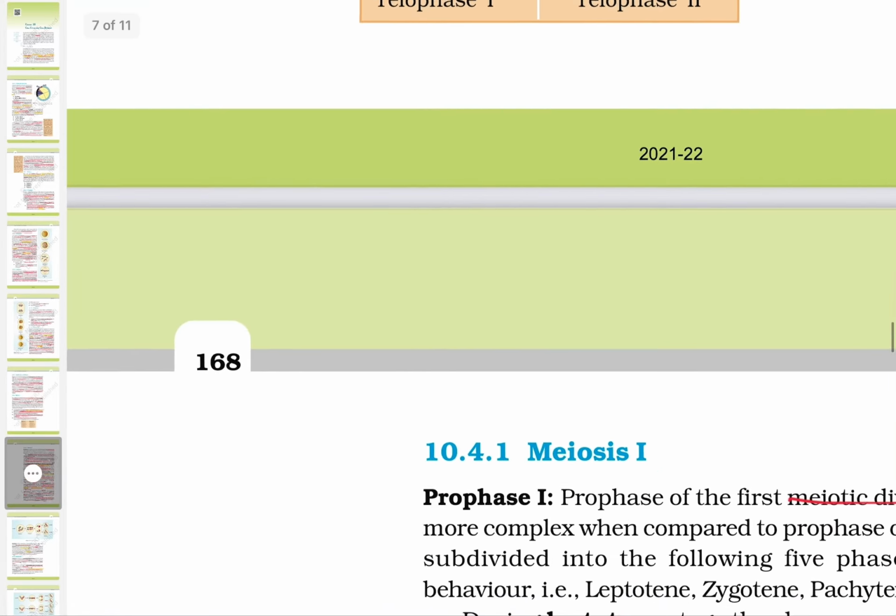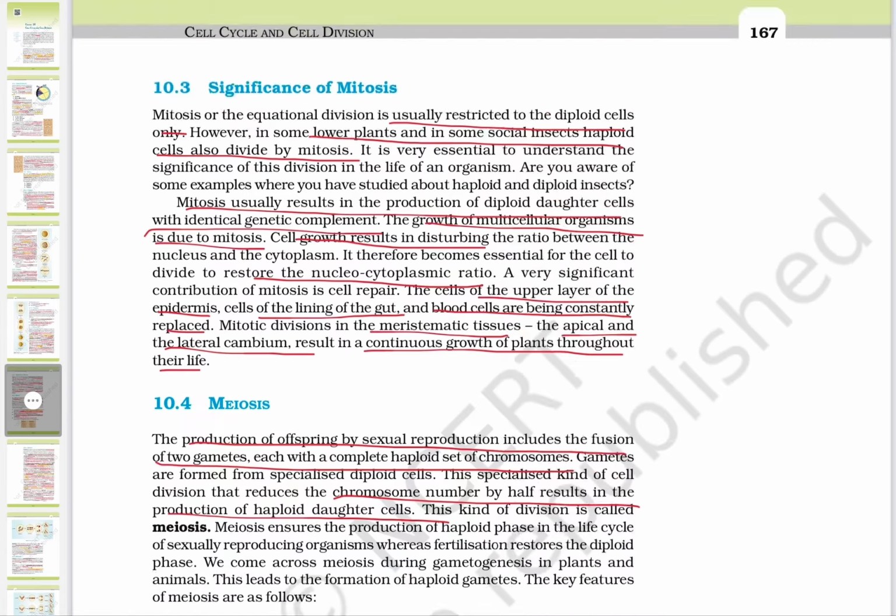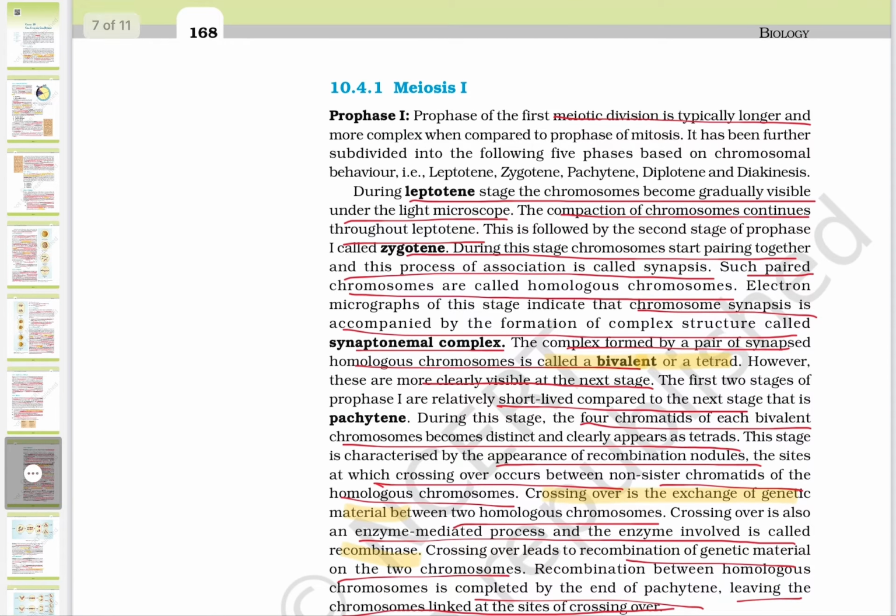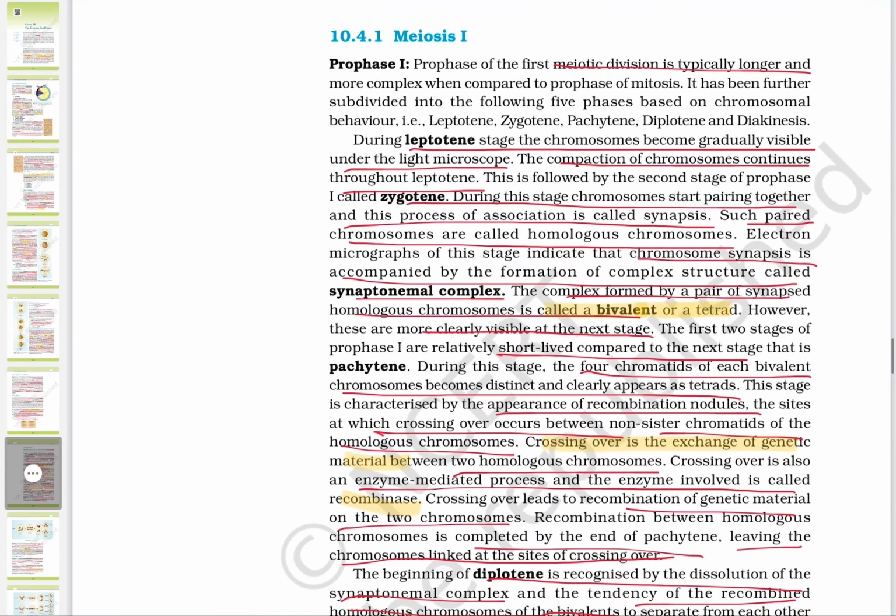Now meiosis 1 में हम जब prophase देखें, so it's a bit longer and complex. Prophase 1 itself is divided into leptotene, zygotene, pachytene and diplotene stage. So when we talk about the leptotene stage, chromosomes they become visible under the light microscope and the compaction of the chromosome continues throughout the leptotene.